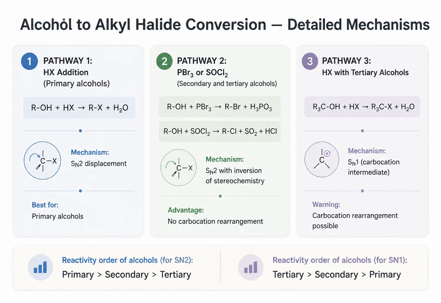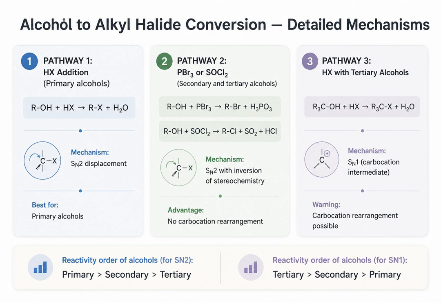The conversion of alcohols to alkyl halides depends heavily on the alcohol structure. For primary alcohols, HX works well through an SN2 mechanism. The halide directly displaces water. For secondary and especially tertiary alcohols, PBr3 and SOCl2 are preferred because they avoid carbocation formation and the rearrangements that come with it. When HX reacts with tertiary alcohols, an SN1 mechanism dominates, creating a carbocation intermediate that can rearrange to a more stable structure, sometimes giving unexpected products.